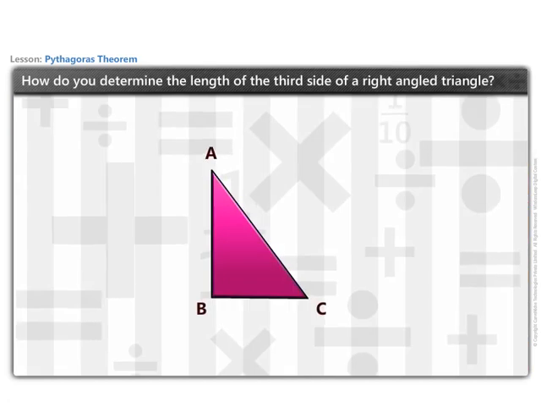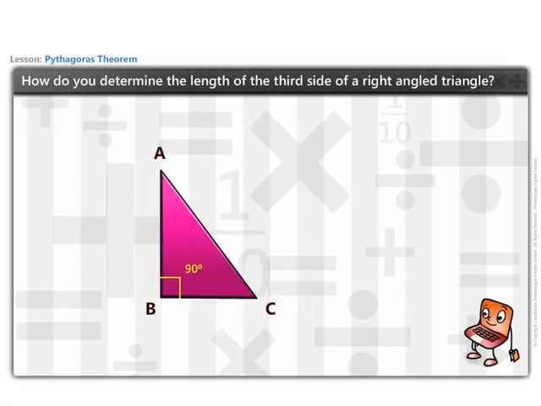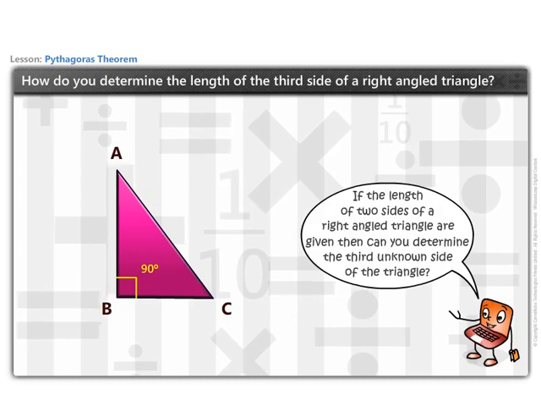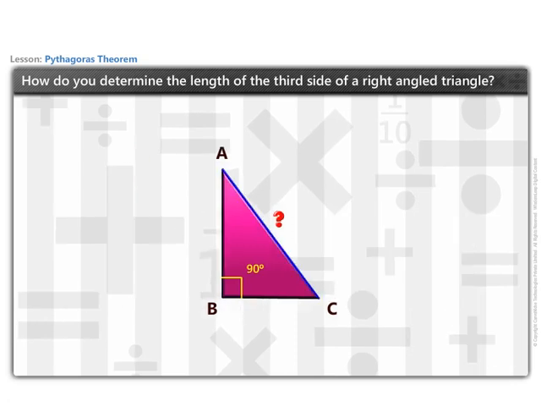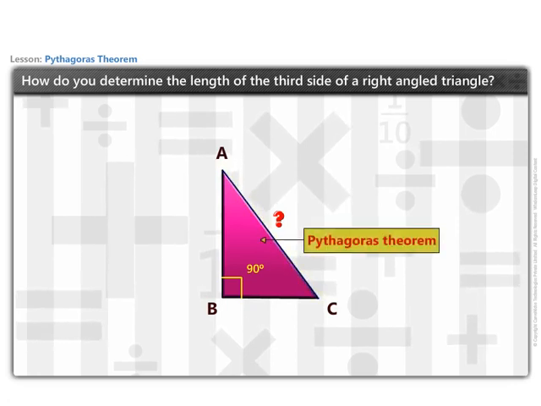ABC is a right-angled triangle where angle B is equal to 90 degrees. If the lengths of two sides of a right-angled triangle are given, then can you determine the third unknown side of the triangle? The third unknown side of a right-angled triangle can be determined with the help of Pythagoras theorem that we have learnt about in our earlier classes. Let us see a simple proof of this theorem.